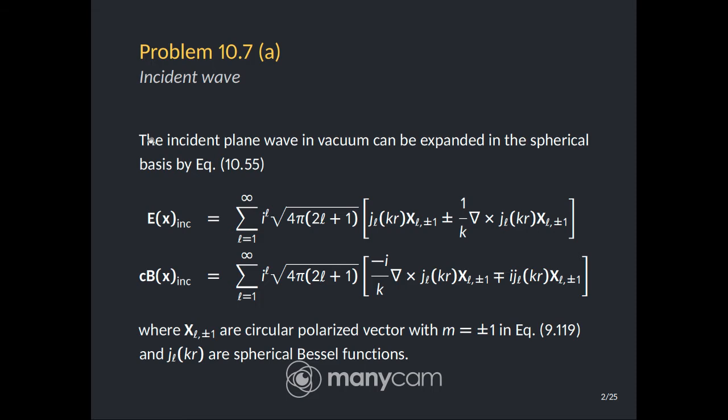For part A, we first need to expand our incident wave in the spherical basis, and the formula can be found in equation 10.55. The incident electric field is just a linear combination of spherical Bessel functions and the X vector, where the X vectors are the circular polarized vectors with m equal to plus or minus 1, and the explicit definition of the X vector can be found in equation 9.119.